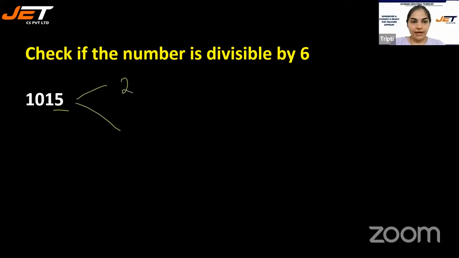For 2 and 3, I have to check. I can clearly see that it is not divisible by 2 because it's an odd. So it's not divisible by 2. I'll not check for 3 because it is not divisible by 2. Why should I check for 3? Because the rule says it should be divisible by both. Next.